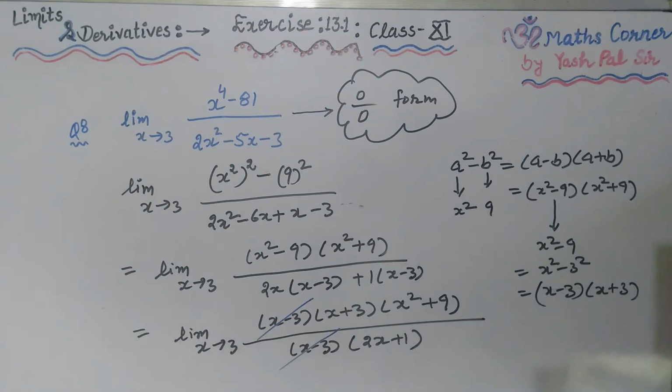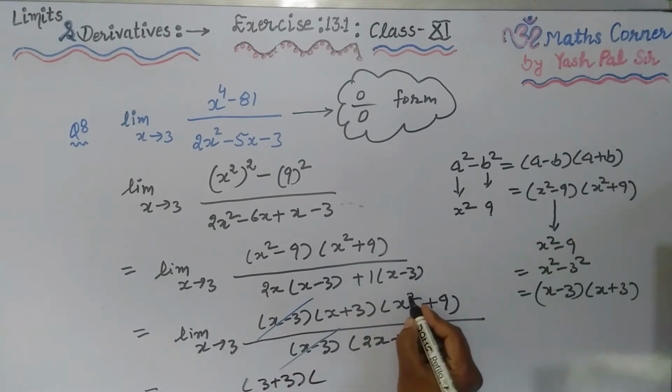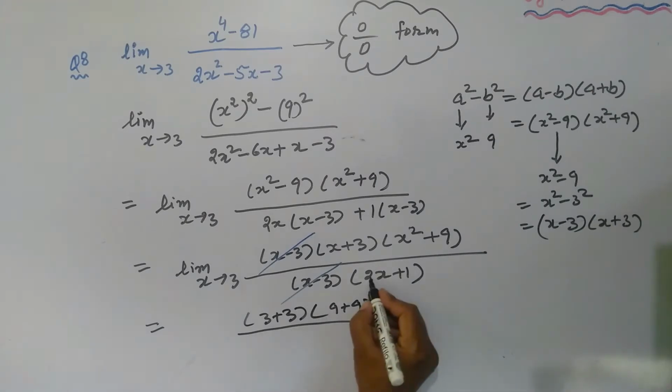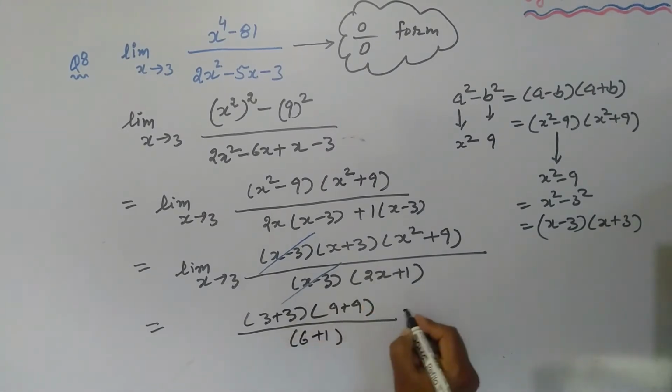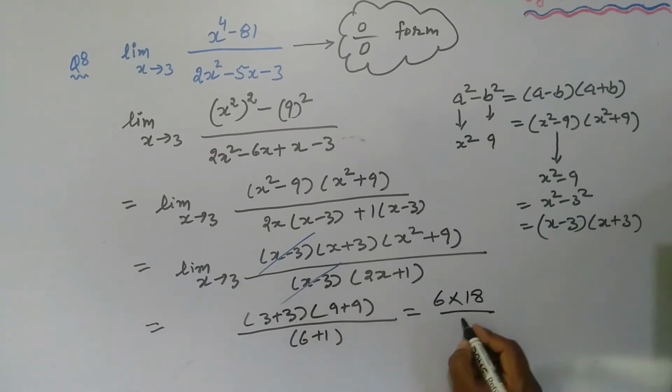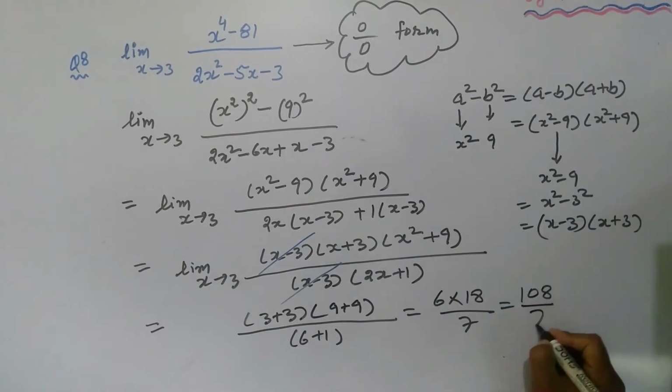Now after cancelling, we can directly substitute x equal to 3 in the function. So what happens now? If we directly substitute x equal to 3, 3 plus 3 into 3 whole square equal to 9 plus 9 whole divided by 2x plus 1, 2 into 3, 6 plus 1. So we say 3 plus 3, 6, into 9 plus 9, 18, upon 6 plus 1, 7. So 108 divided by 7 is the limit of the given function.